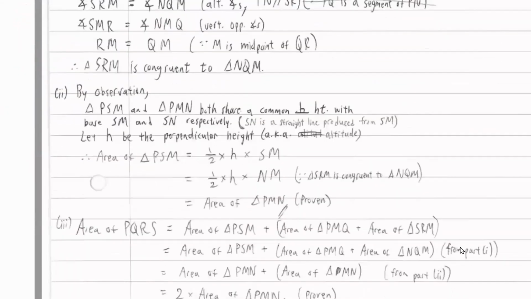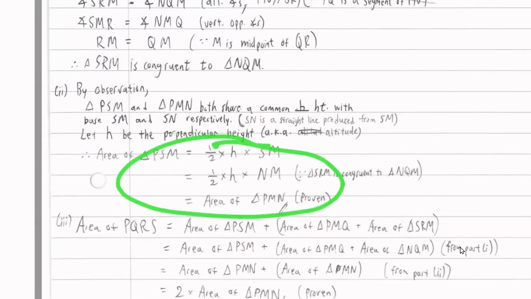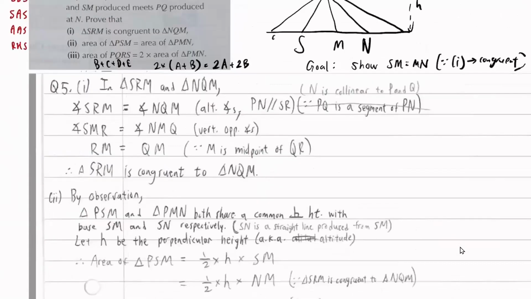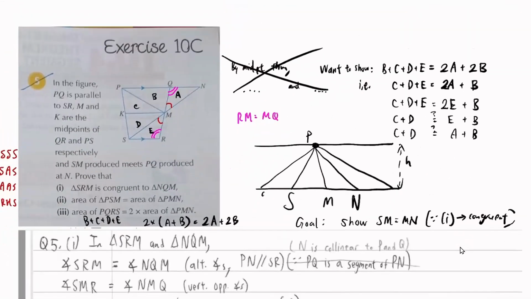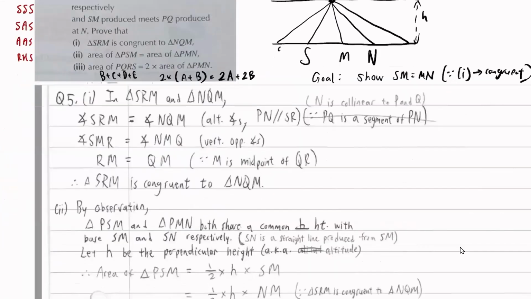Half times base times height. But they share the same, different base, but same length base. And they share the same height, perpendicular. Right? Okay. So I think this is worth rewriting. The way that I wrote it was in English. Wow, very long-winded. Let me try again with symbols.